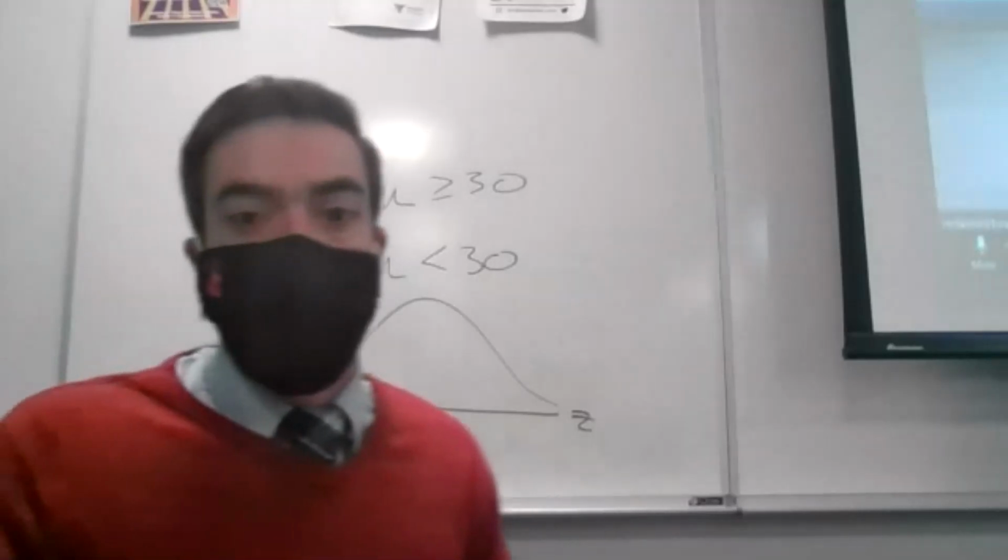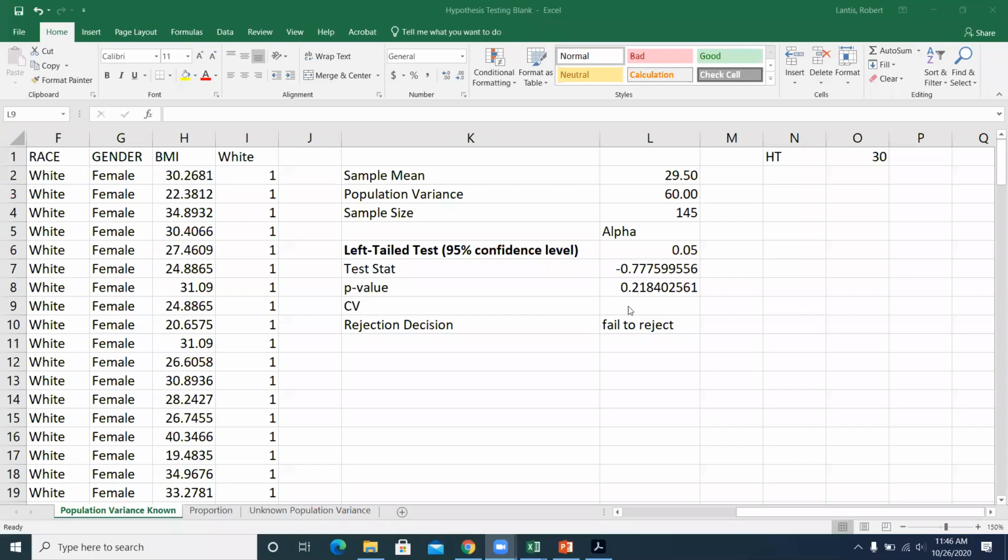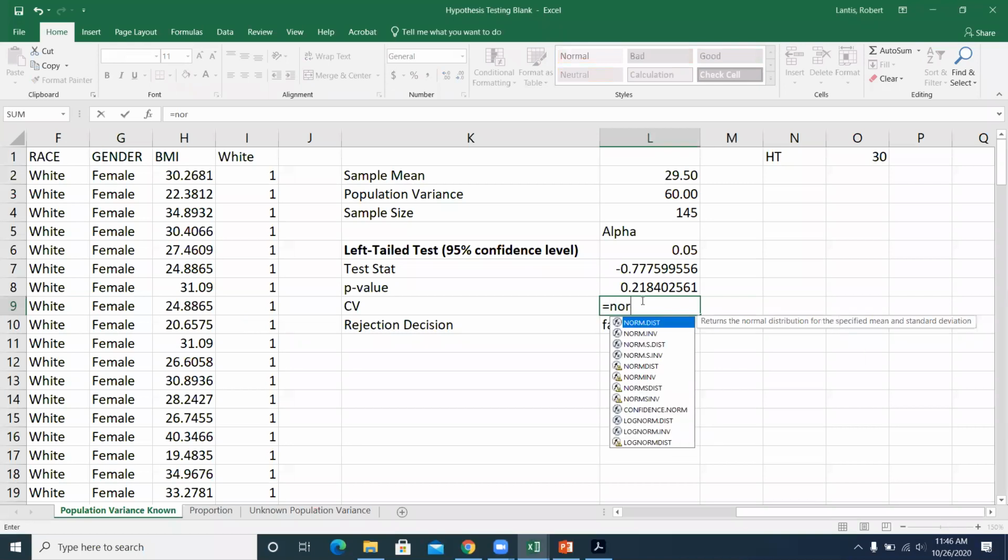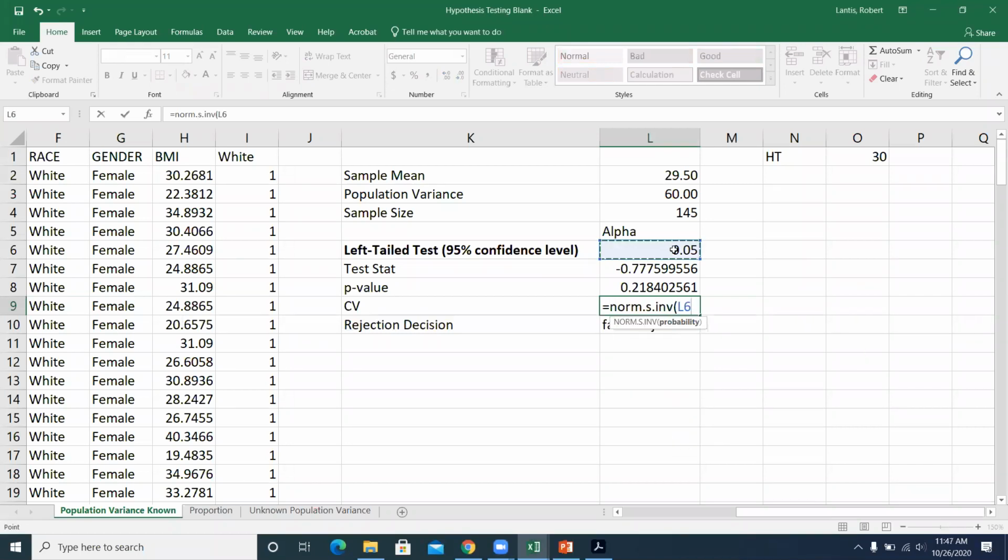So the left tail tests are really a little bit easier. I can go here and use norm.s.inv because I now know the area I want in the tail, which is alpha, right? Hopefully I didn't say it was 0.1. That was the last example. We have 0.05 now. But that's the area I want in the left tail, so I don't have to do 1 minus. I don't have to worry about any of that. So norm.s.inv, and then just select your alpha. That'll give you your critical value for that left tail test.